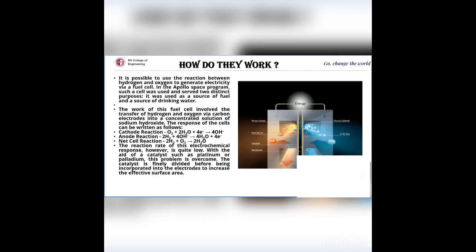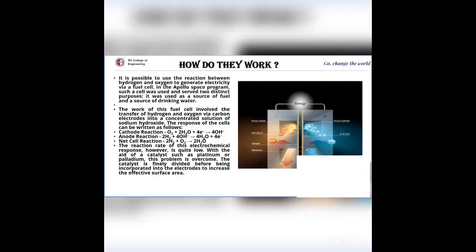The cell reaction can be expressed as follows. The cathode reaction is oxygen plus two molecules of water plus four electrons gives four hydroxide ions. The anode reaction gives 2H2 plus 4 hydroxide ions gives 4 molecules of water plus 4 electrons. Then the net cell reaction is 2 hydrogen plus oxygen gives 2 molecules of water.